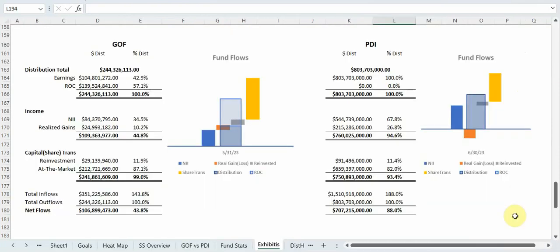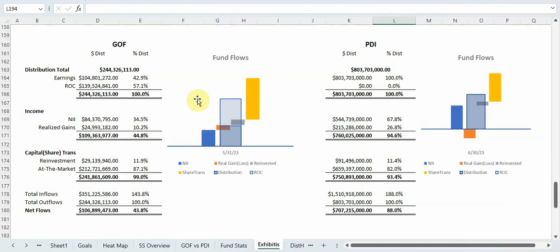In this next illustration, I condensed the fund flows charts for GOF and PDI so that we can compare them both side by side. You can take the time to pause it and soak in all these numbers, but the reason we're here is to point out a couple things in particular. The first thing to notice is that both funds received enough inflows to cover their respective distributions.